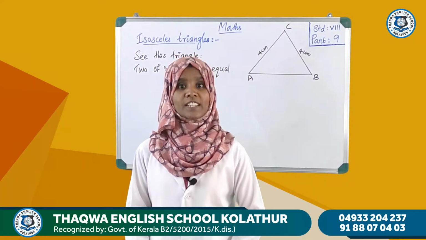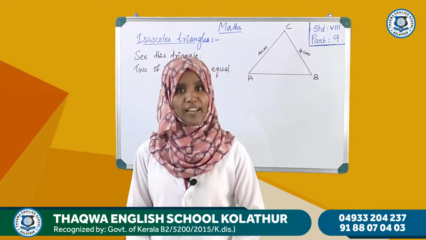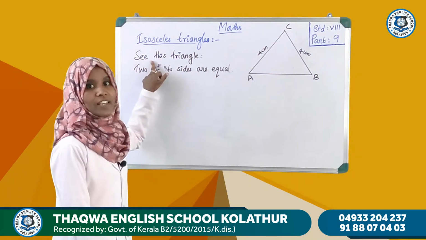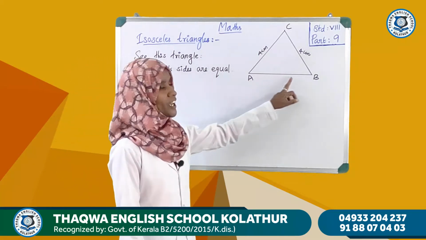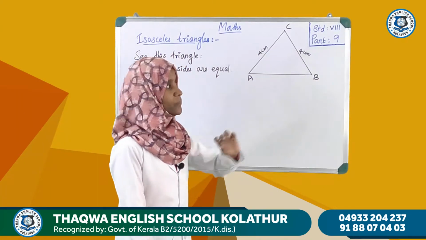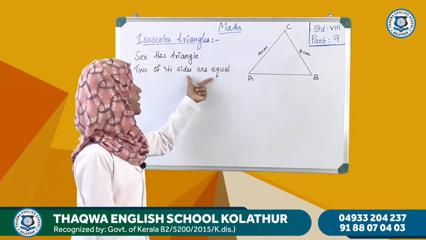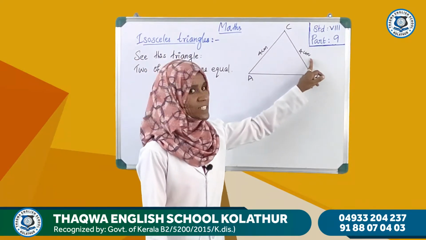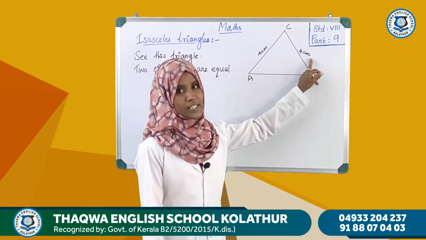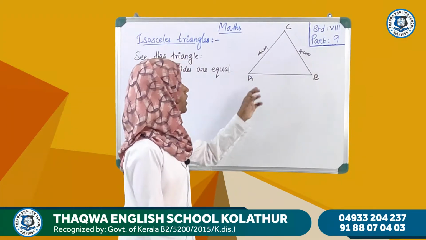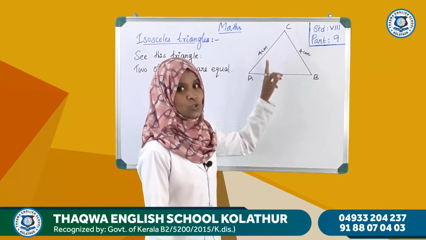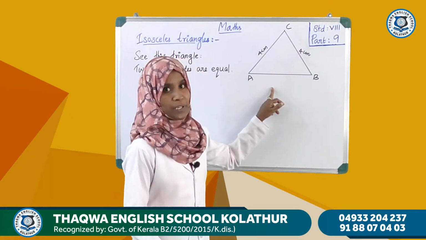Today we have to discuss isosceles triangles. Okay, see this triangle ABC. Two of its sides are equal. You have given AC and BC are 4 centimeters. Okay, now we can draw one line from C to the midpoint of AB.